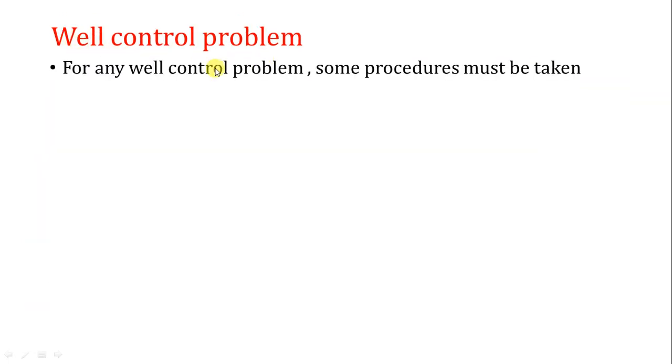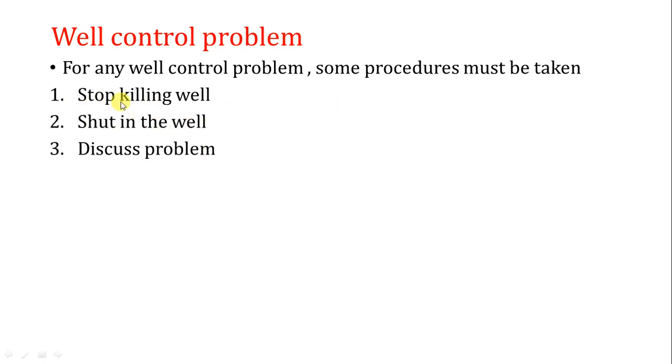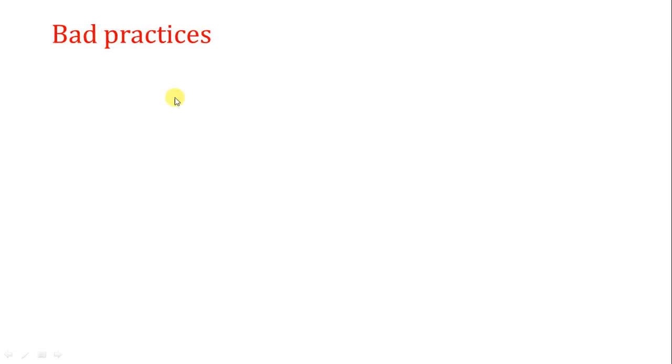Well control problems. For any well control problem, some procedures must be taken. And what are these procedures? Stop killing the well, shut down the pump, or shut in the well. Stop killing the well by shutting down the pump, keeping casing pressure constant. Shut in the well, then discuss what the problem is, then analyze the problem or evaluate the situation.